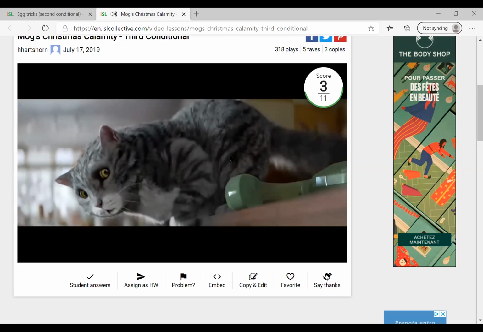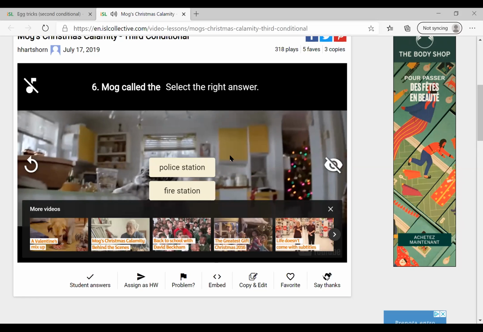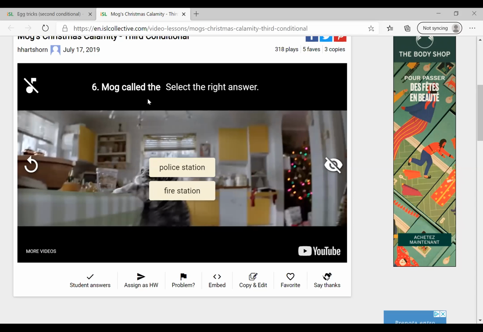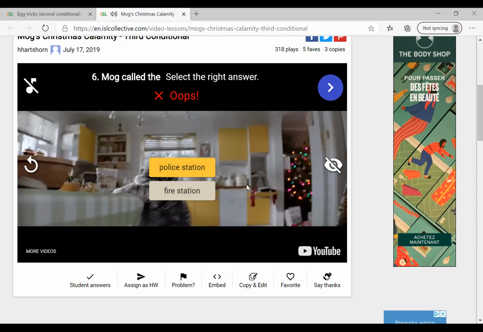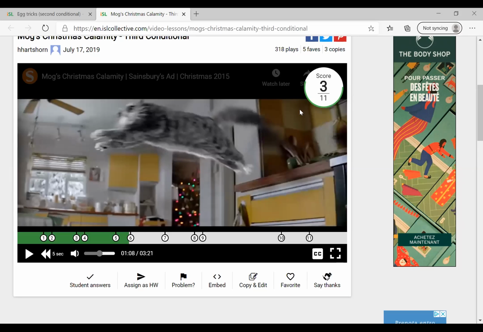Hello, fire service. Hello. Did you see? Zhenya. When Mog called the police station, quickly. No, police station. Police station. No, it was fire station. Fire. It was fire station. In French, on the phone, it was fire station.